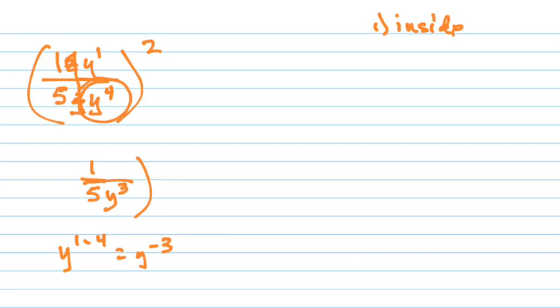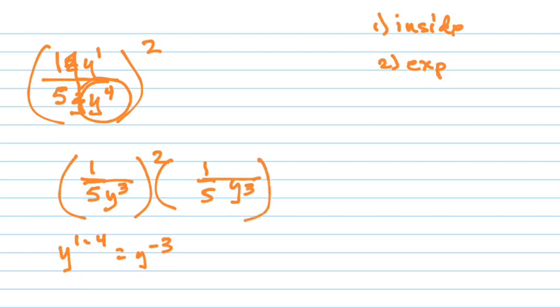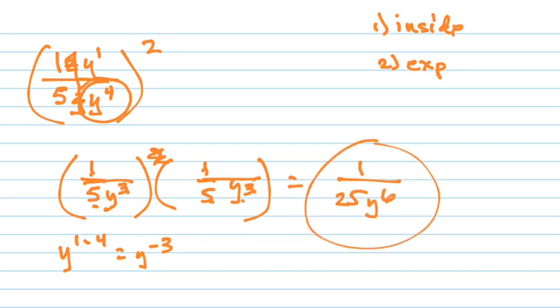Okay? Now, we've completely done the inside, but the next thing I look for is an exponent. Do I have one on the bracket? Yep. And it's a square, so that means take everything in the bracket and multiply it times itself. So, let's do that. 1 times 1 is? 5 times 5 is? Y to the 3rd times y to the 3rd is? Boom, we're done.